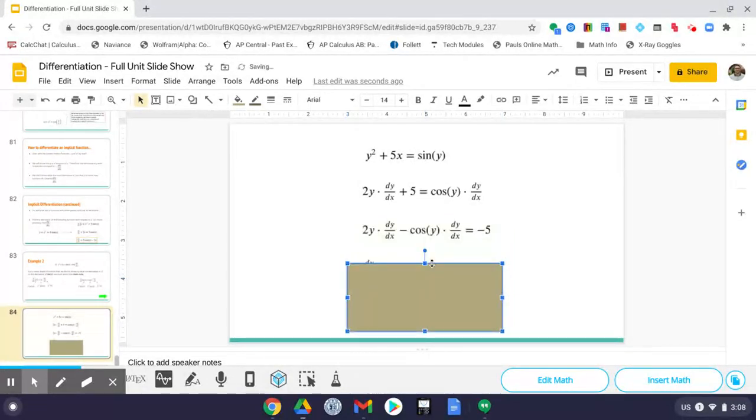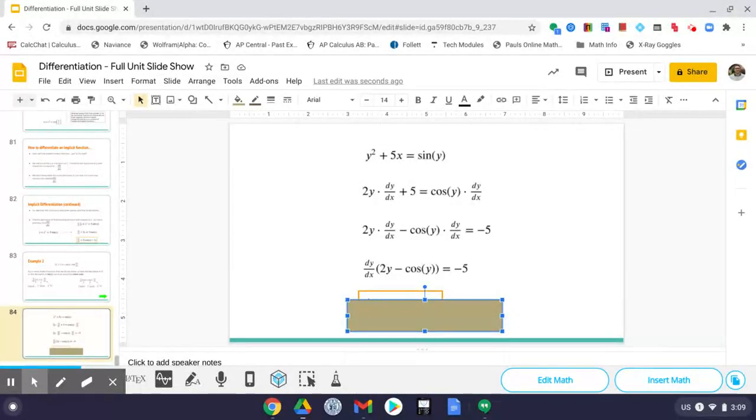So what would my next step look like? Well, if I want to combine like terms, and at this point, like terms is anything that has a dy dx attached to it, I'm going to subtract cosine y dy dx over to the left-hand side, and I'm going to subtract the 5 over to the right-hand side. Everything with dy dx on the left, everything without a dy dx on the right. Now, again, I just want dy dx by itself. I want to solve for dy dx. Since both terms on the left-hand side have a dy dx, I'm allowed to factor a dy dx out of that part of the equation. And what's left inside of that quantity now is 2y minus cosine of y.